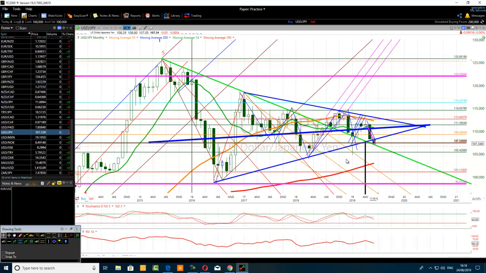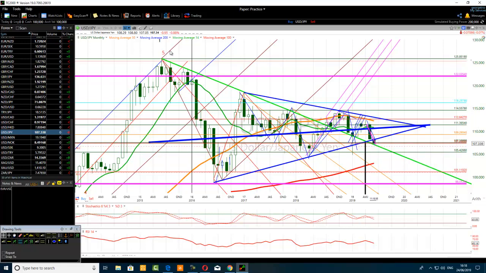I'm giving priority, talking about the monthly chart, to bearish signals below the lower part of this triangle. So I'm not in a good mood to buy below the lower part of this triangle on the monthly chart.